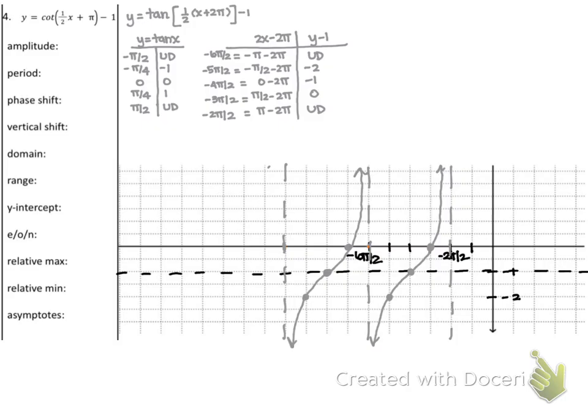Okay, cotangent. It's color-coded in blue. Amplitude, none. Period. Well, the period is going to still be pi over b. It's going to be pi over a half, which means this is going to be 2 pi. Phase shift, it's going to be the exact same phase shift as the tangent, so left 2 pi. Vertical shift, the exact same vertical shift as the tangent, down 1. Domain, don't really know. Range, all real numbers. Y-intercept, not sure. Even odd, neither, not sure. Relative max, none. Relative min, none. Asymptotes, yet to be determined.